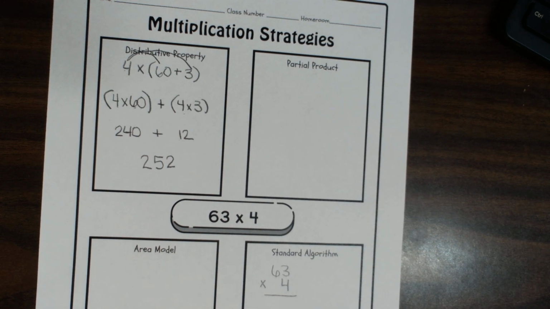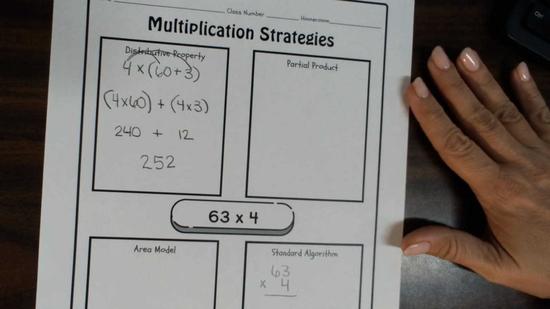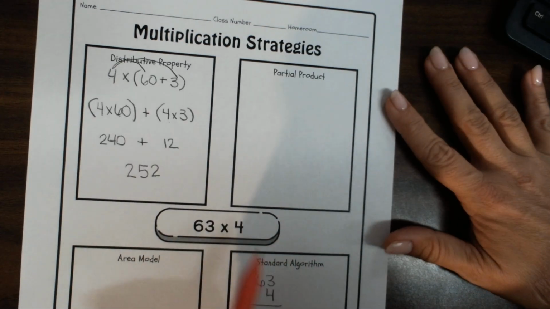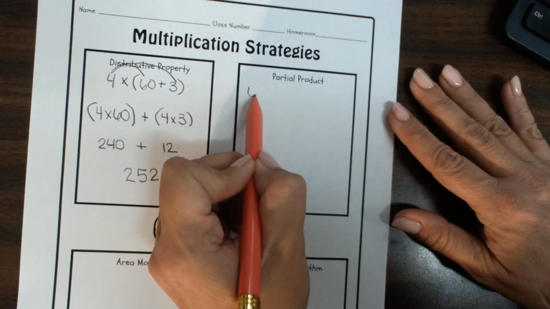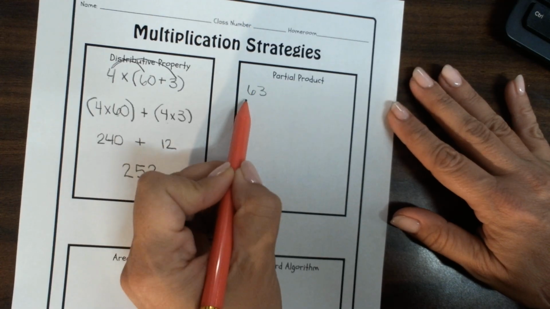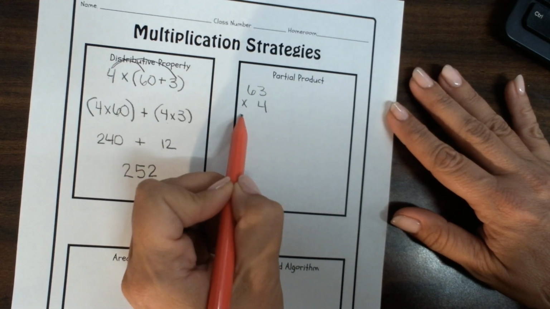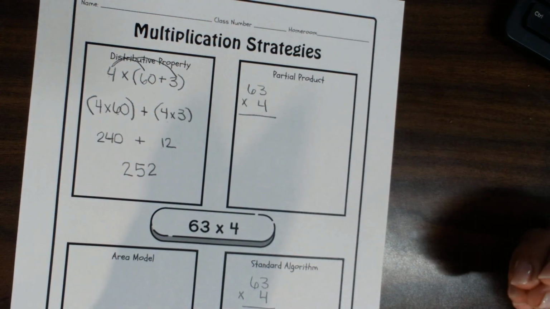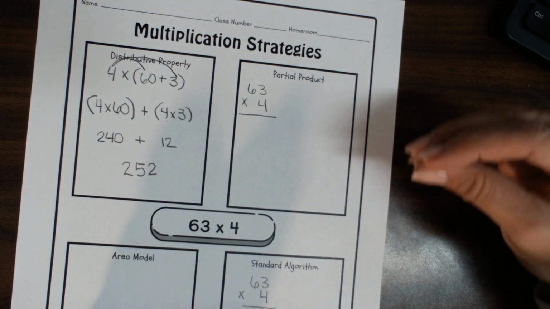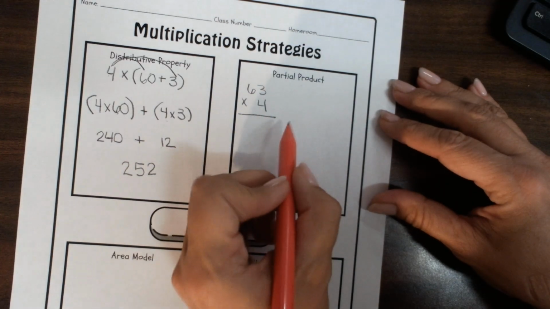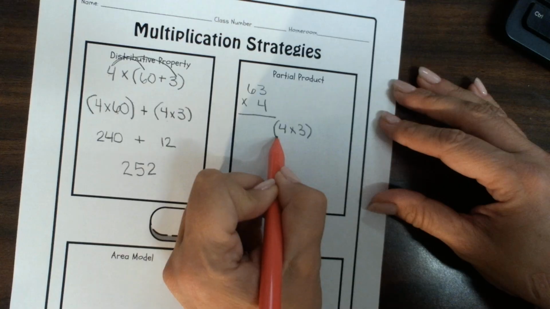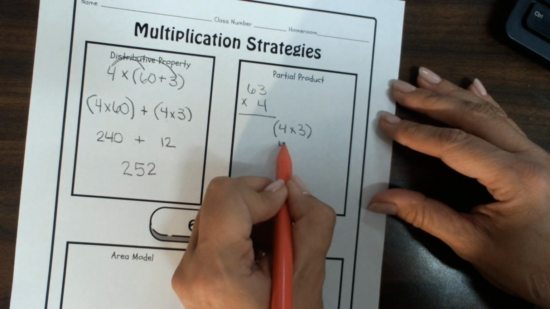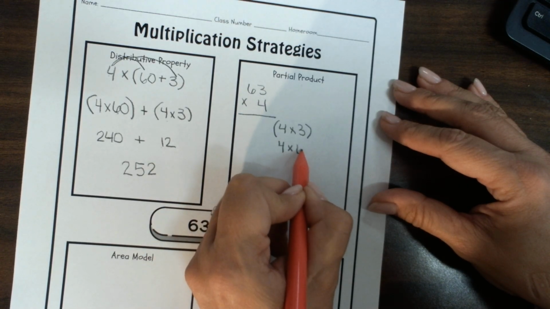So how does that look everywhere else? Well, on partial product, we're still wanting to make sure that we cover our bases everywhere. So if we have 63 times 4, partial product just means we are going to list out all the numbers that we are multiplying. So we've got our 4 ones times our 3 ones. And then we're also going to do our 4 ones times our 6 tens.